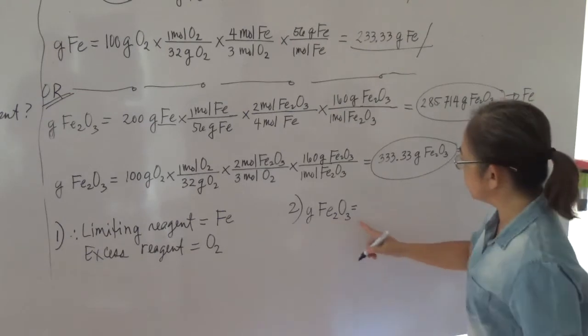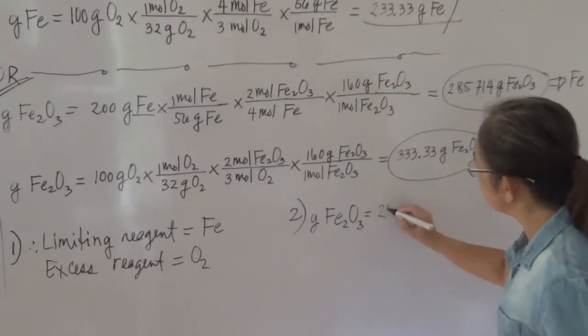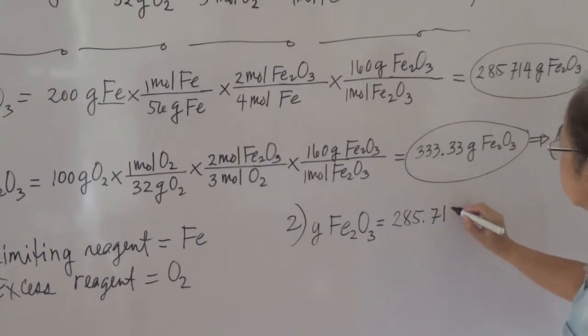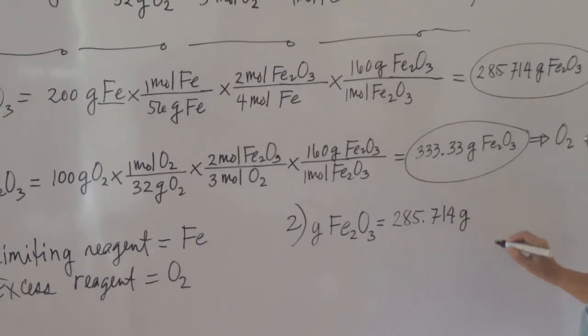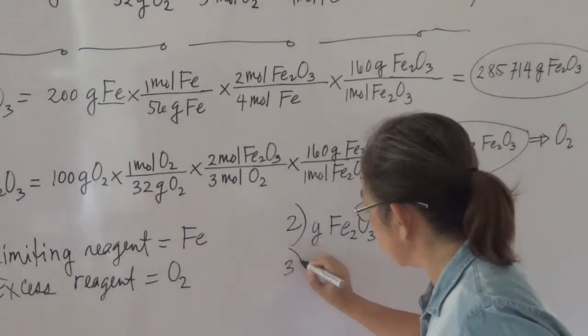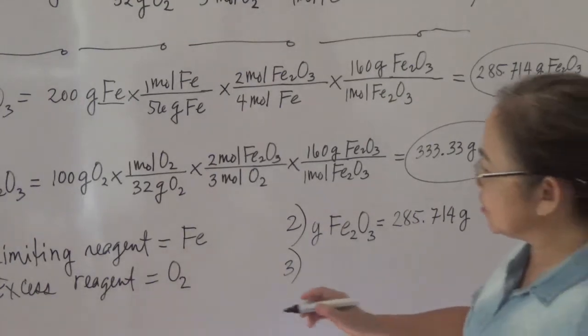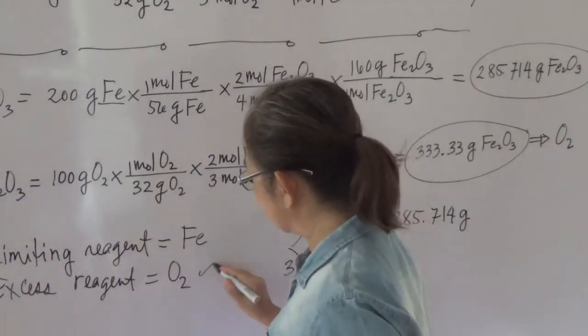So therefore, the grams of ferric oxide produced is 285.71 grams, since that is the smaller amount. So that's the answer for question number 2. For question number 3, the question is, how much is the excess reactant? Take note that the excess reactant is oxygen.